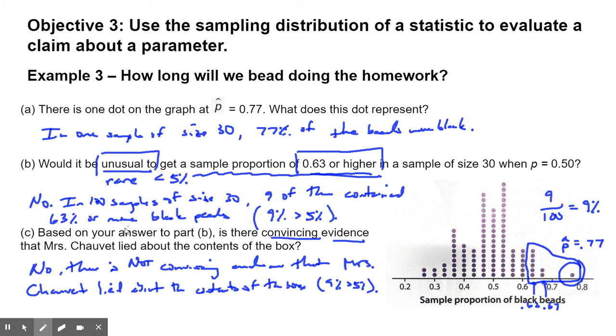Now, I do have some people that like to change the wording. Instead of there not being convincing evidence that she lied, people like to say there is convincing evidence that she was being truthful. Again, don't change the wording. We'll get into it further, but this one sample did not provide convincing evidence. You might get another sample that does provide convincing evidence that she lied. So again, don't change the wording. Use the wording they give you. But again, to me, these are old news problems.